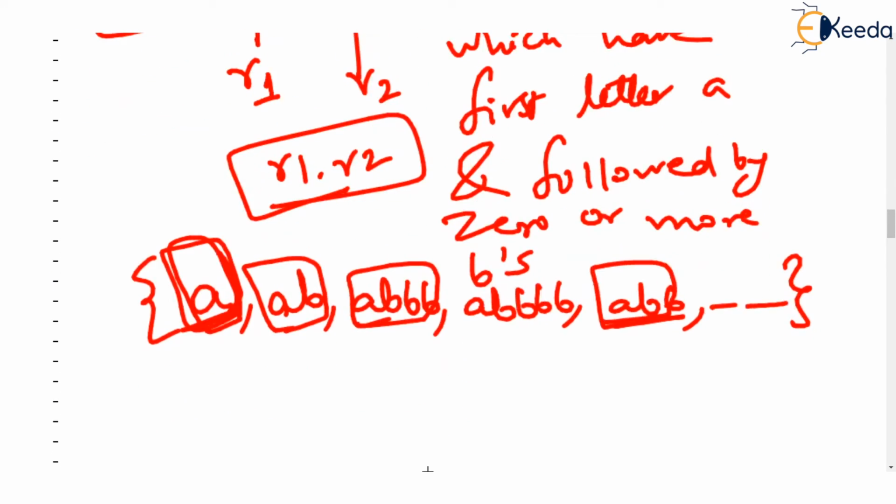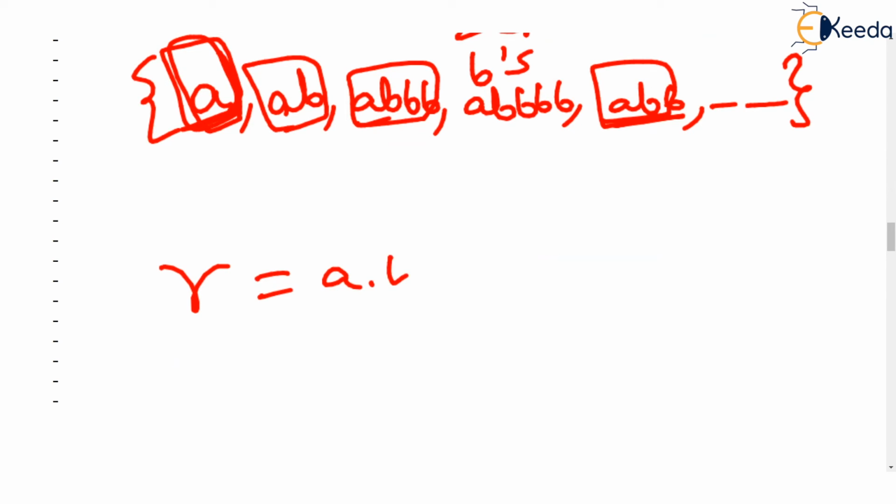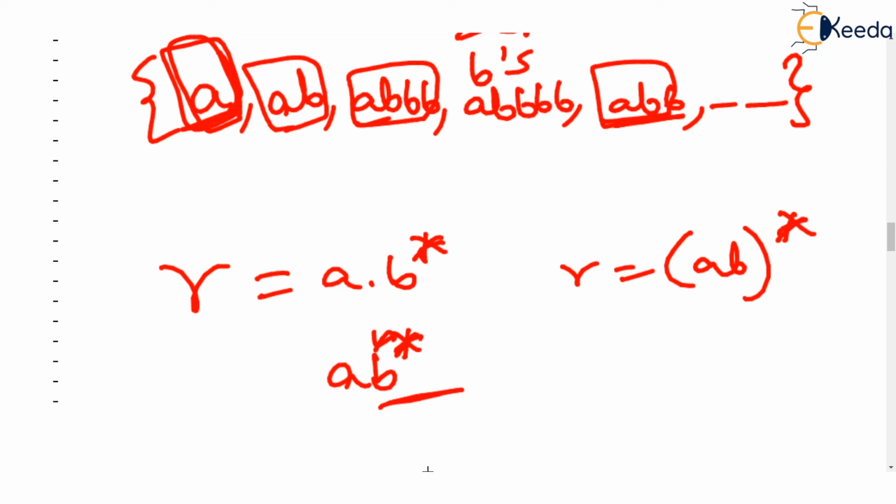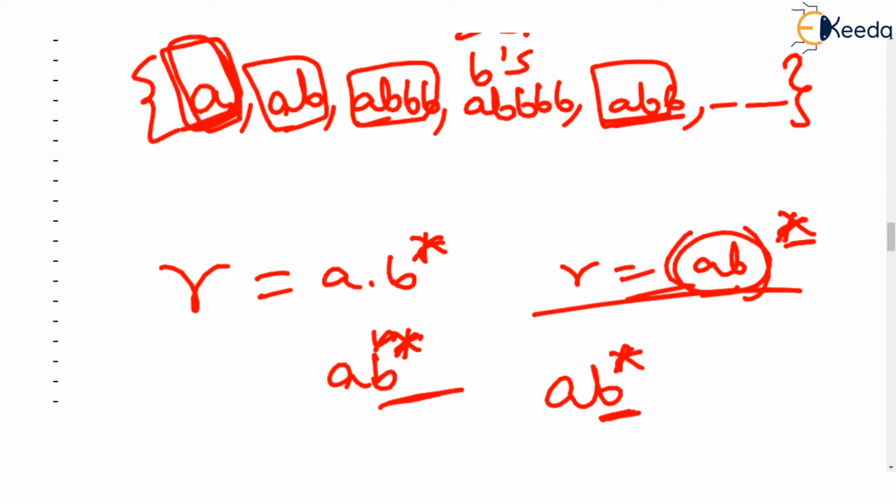Now many authors write this as A dot B star or A B star. It should be understood that this star is applicable only to B, not for A. Whereas if this was written as A B star in the bracket, then star is applicable to both A and B. We will come to this point. But there should be no confusion. If A B star is written, then this star is applicable only to B. So this regular expression means that the strings which begin with A, only single A is allowed, and that too at the beginning, followed by 0 or more B's.